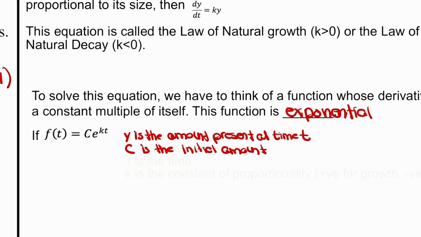Of whatever it is, the bacteria, the radioactive particle, whatever it happens to be. T is the time. And K is just that constant. So K is the constant that represents whether or not we are having growth or decay. So K is the constant of proportionality.